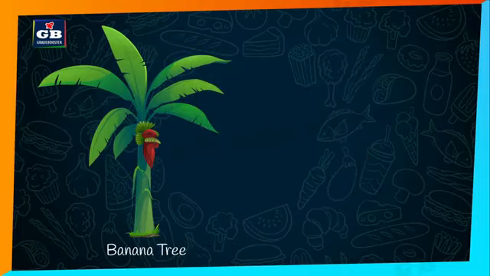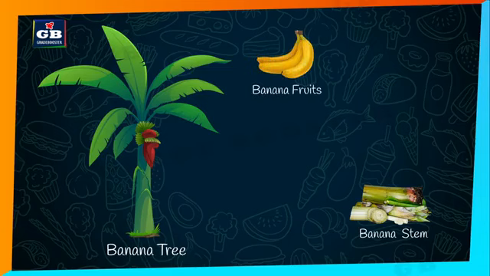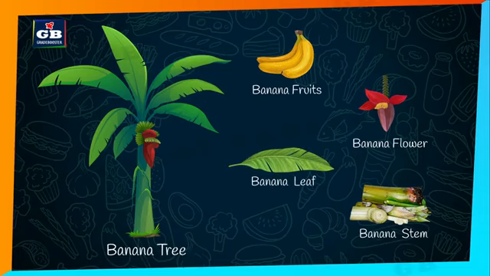In the same way, different parts of the banana tree are used in different food preparations. Banana stem, banana fruit, and banana flower are used to make different kinds of dishes. Do you know that the banana leaf is used as a plate to serve food in South India? So, we have seen different types of ingredients and their sources.